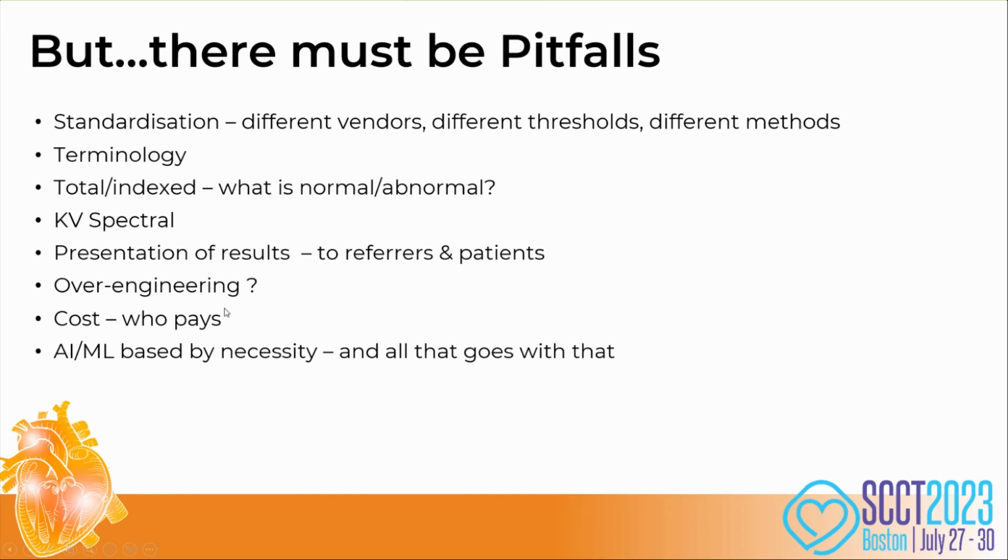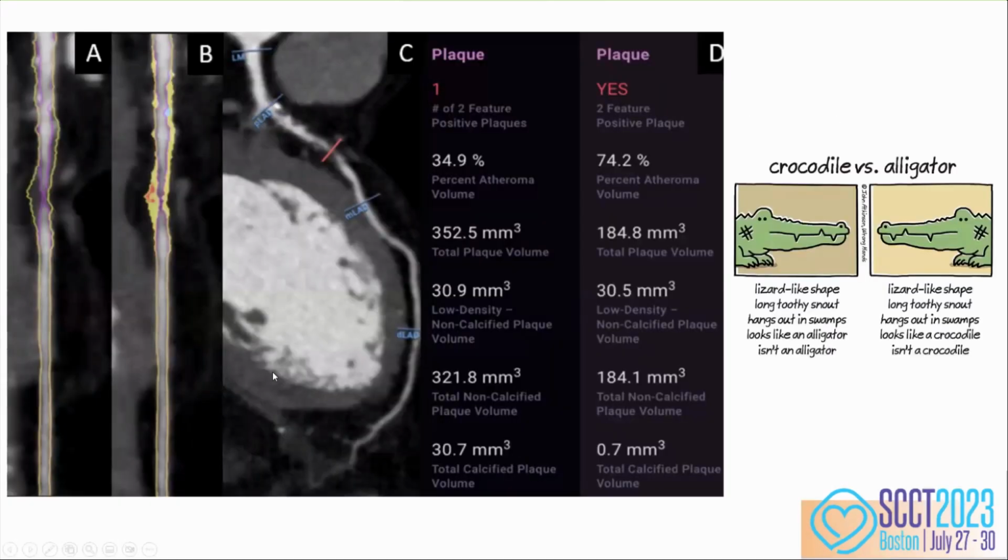Is this over-engineering? Ultimately, who pays? And there are pitfalls of AI itself and all that goes with that. This is what I mean by over-engineering. This is clearly a very nasty plaque. Do we need all of this and all these numbers to tell us that? Whether it's a crocodile or an alligator, this is very dangerous, and we could have done that ourselves in a couple of seconds.